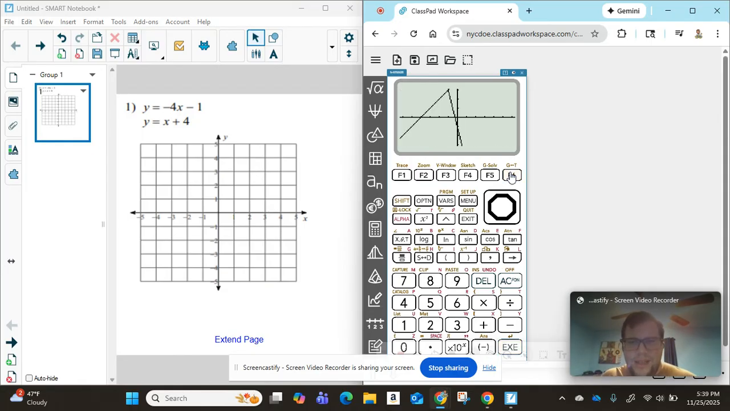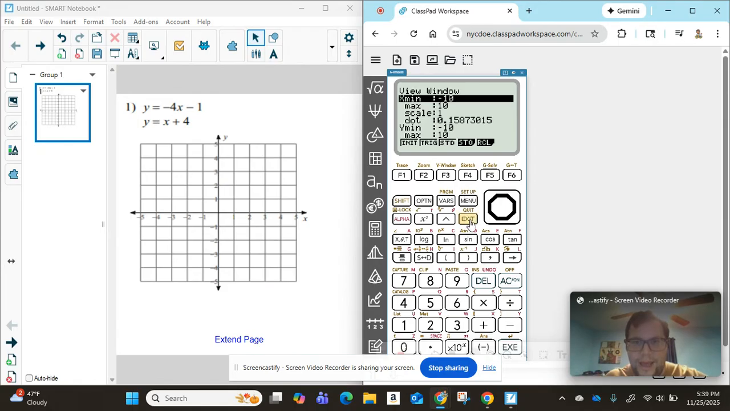Now you notice we can't see the intersection point, so this is where we have to play with our window. Shift, F3, F3. All right, we hit exit, and we see it. That looks like a good intersection. Now, you see right here, this button right here, G-solve, we're going to hit Shift, F5. That allows us to see G-solve.